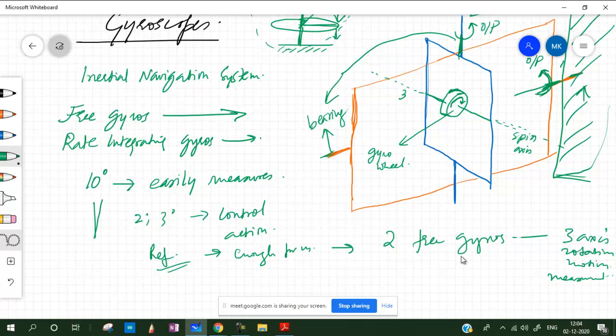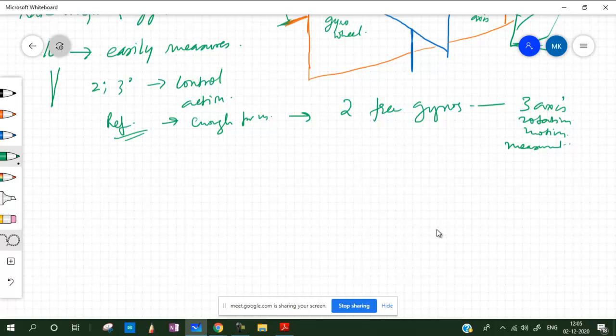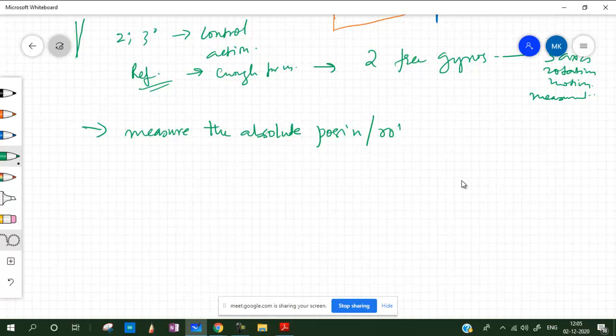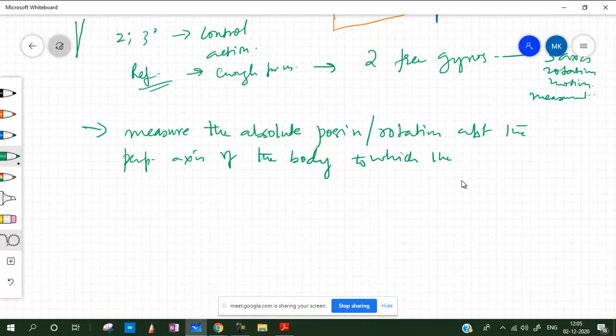ठीक है, तो we can also say that they measure the absolute position, or you can say rotation, about the perpendicular axis of the body to which the frame is attached.